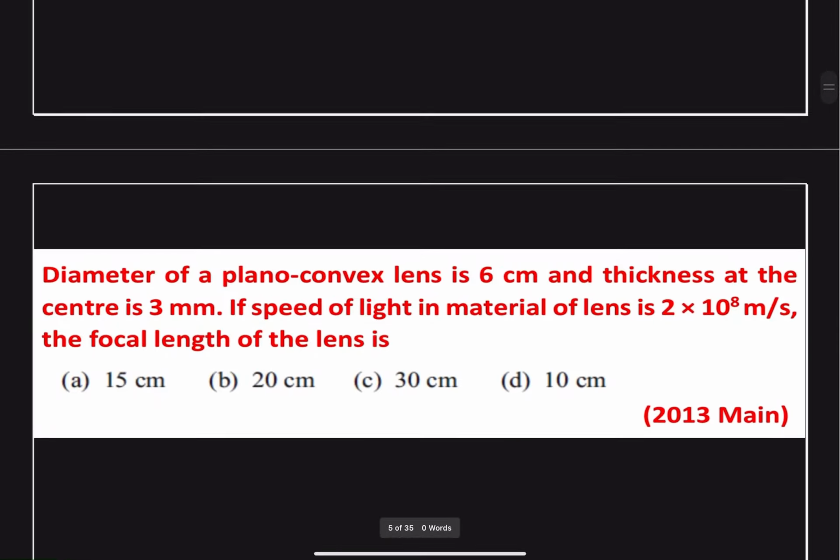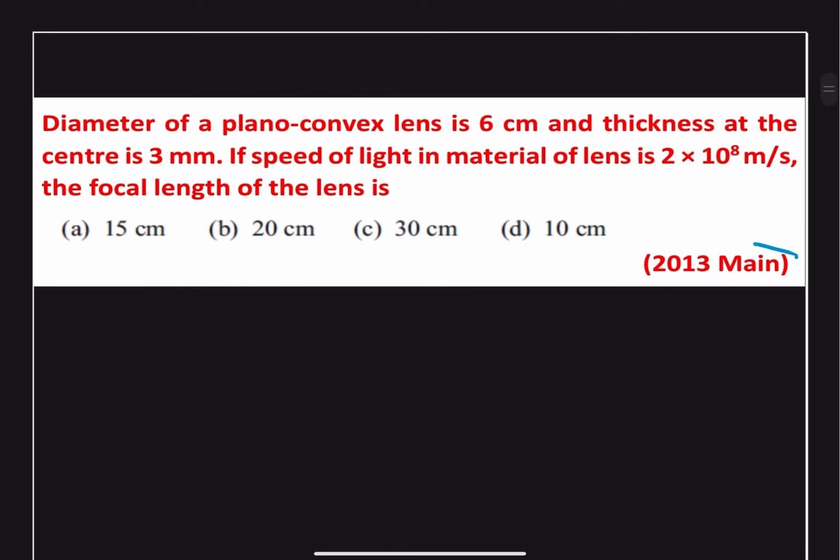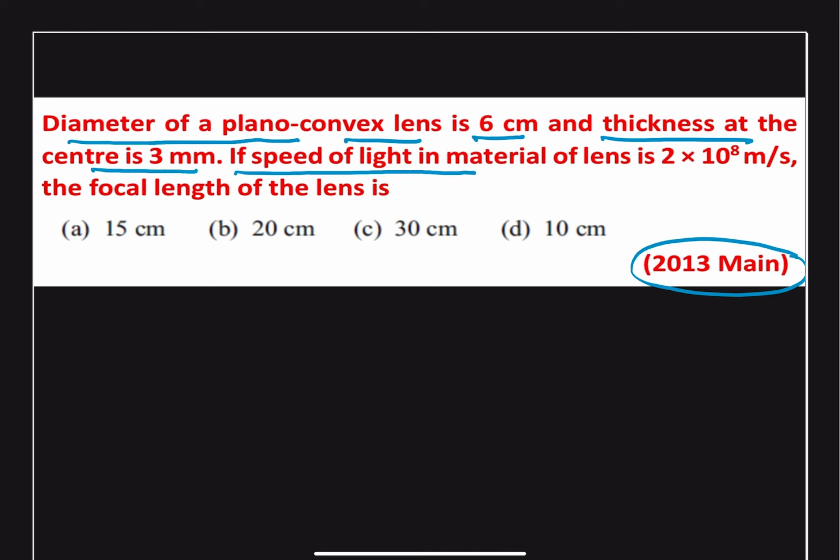This question was also asked in the year 2013 mains, and it states that the diameter of a plano-convex lens is 6 centimeter and thickness at the center is 3 millimeter. If the speed of light in the material of the lens is 2 into 10 to the power 8 meter per second, the focal length of the lens is.